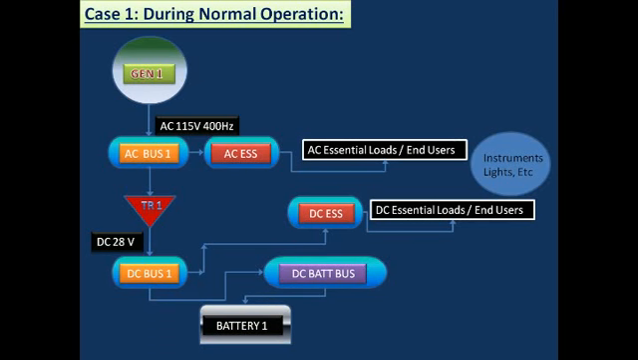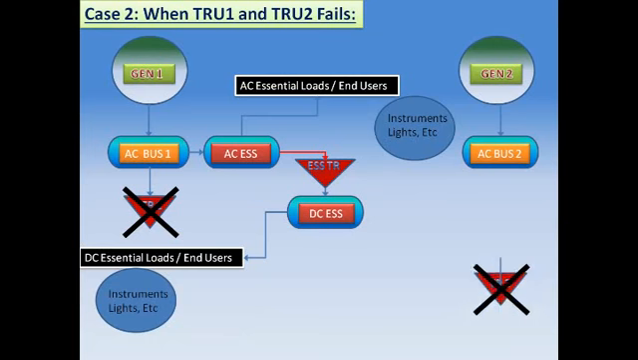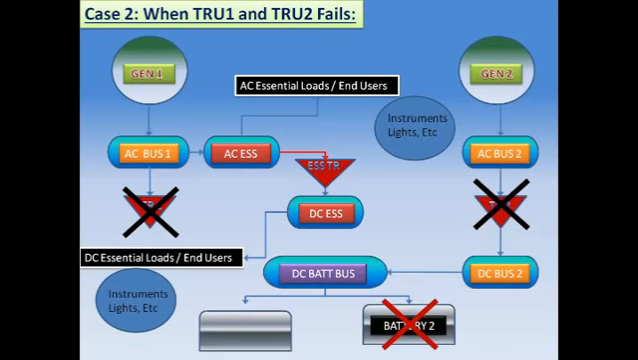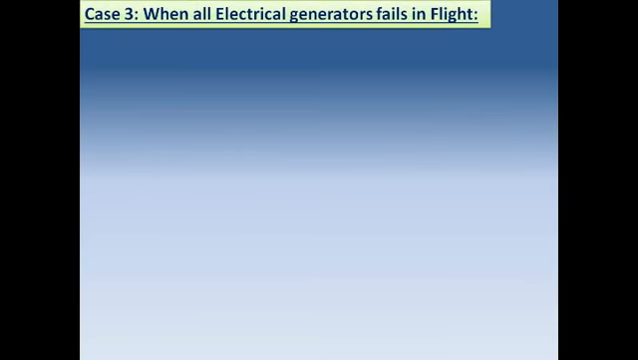Now let us consider the second case, where transformer rectifier unit 1 fails. In this scenario, an additional TRU is provided, which is known as the essential TRU. The DC essential bus receives the DC power from AC essential through the essential transformer rectifier unit. If both TRU 1 and 2 fail, then in addition, your aircraft batteries will no longer receive the power to charge.